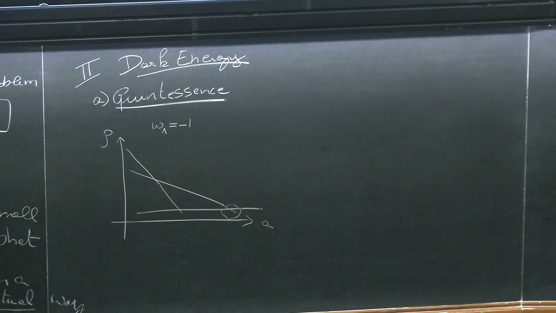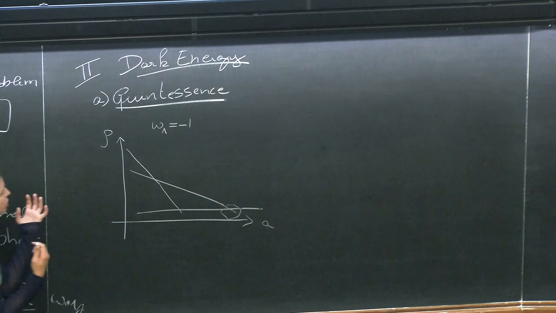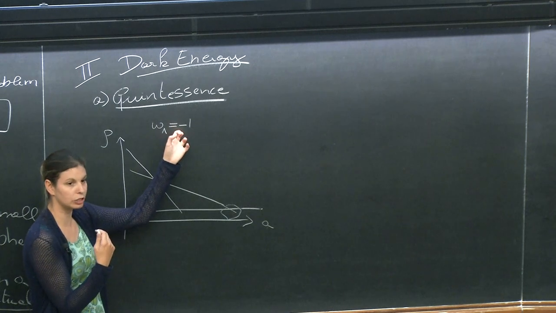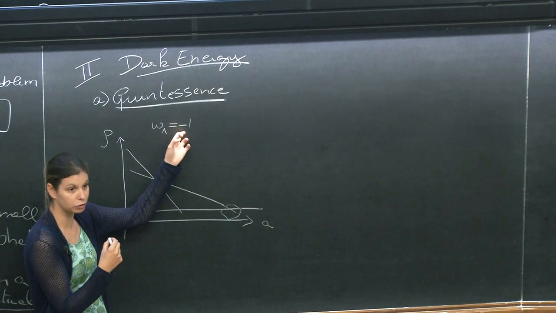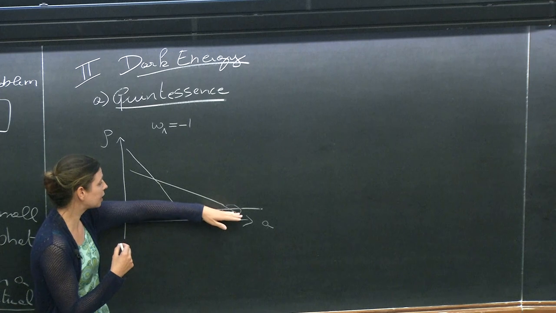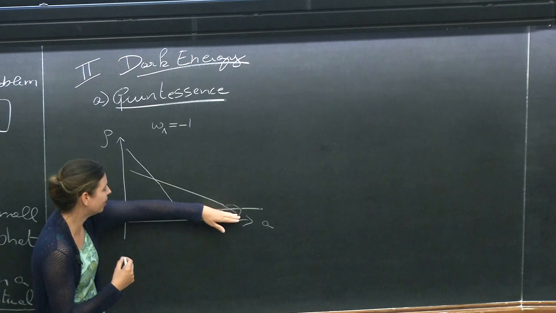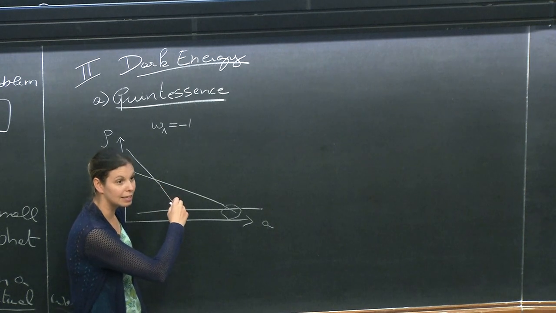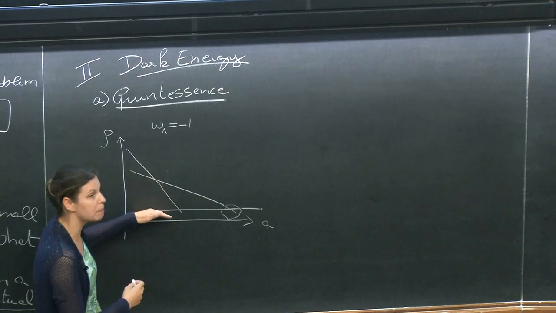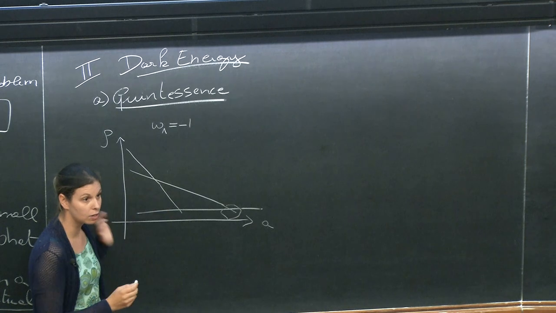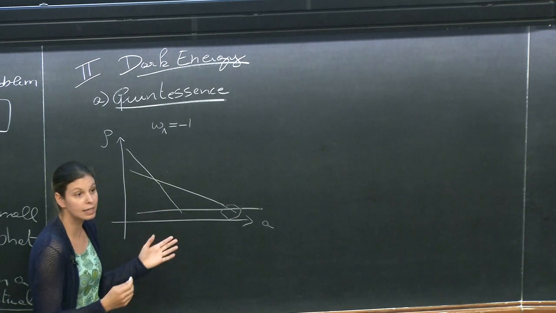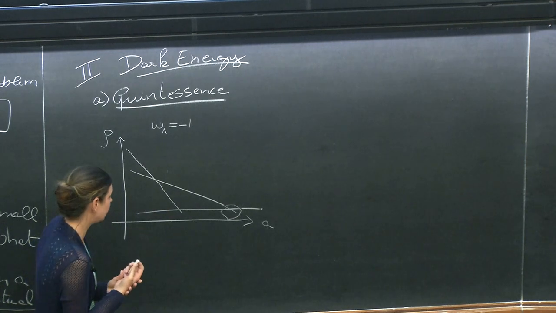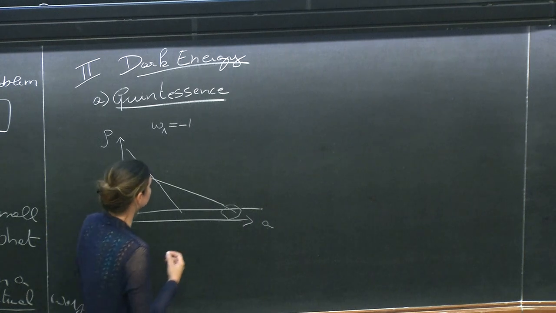So the idea is extremely simple. If you have anything which is dynamical, where the equation of state parameter is not exactly equal to minus 1, then it won't be a constant anymore. And so it will probably be a little bit bigger in the past, and therefore it wouldn't be as subdominant in the past as it is for the cosmological constant. That's really the whole essence behind quintessence. So we can do that.